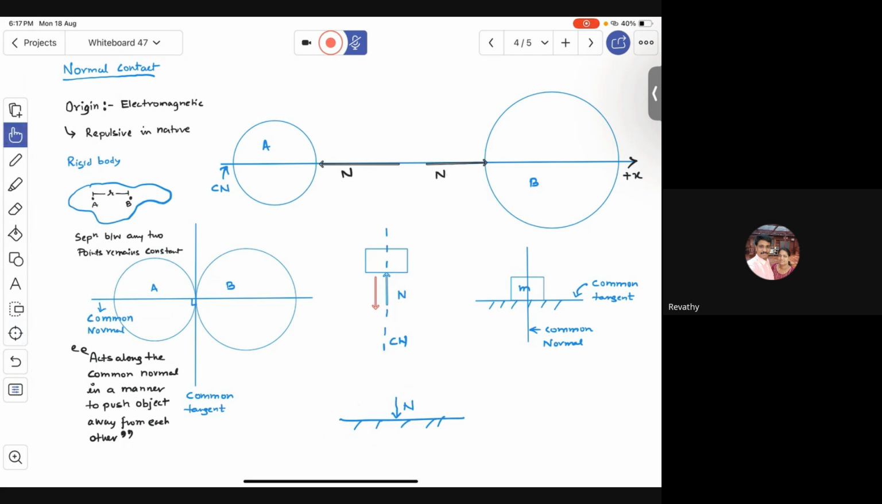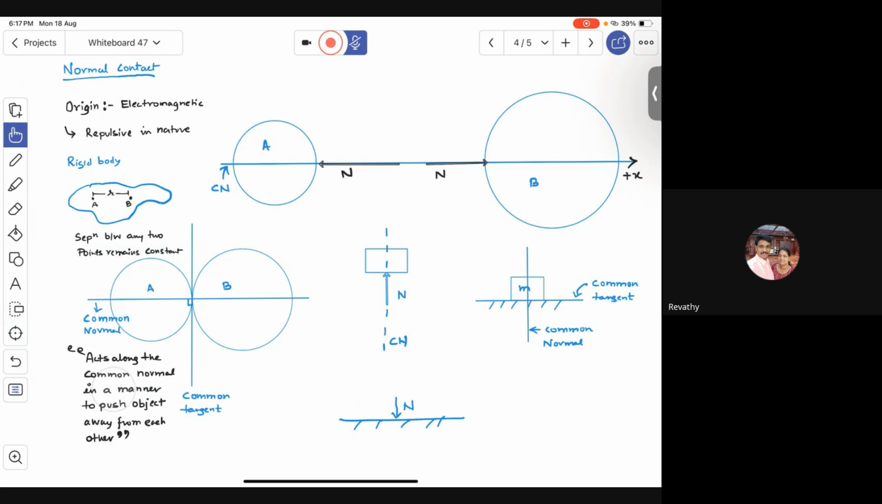I hope all of you got this thing. Anyone having confusion regarding how the normal contact force acts? It acts along the common normal. How? Along the common normal in a manner to try to separate the objects which are in contact. So it acts along the common normal in a manner to push the objects away from each other. I'll give more examples, we are just starting.